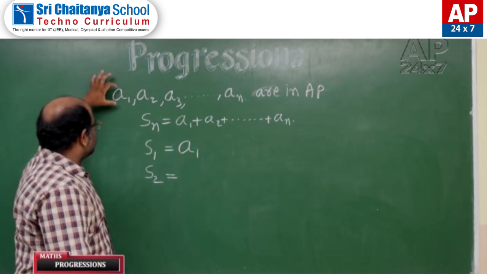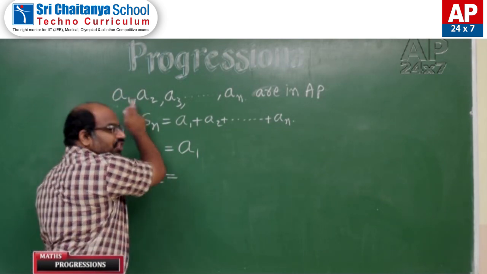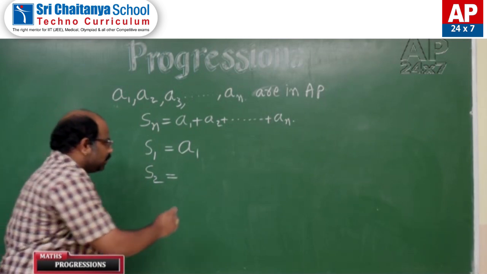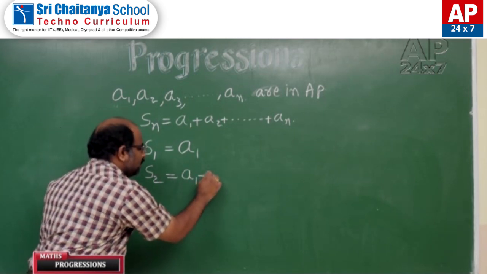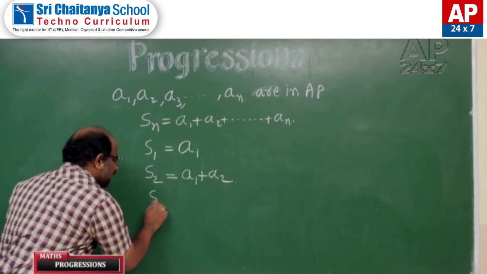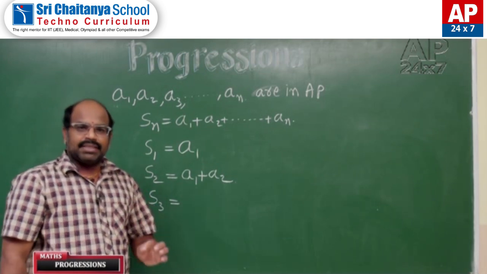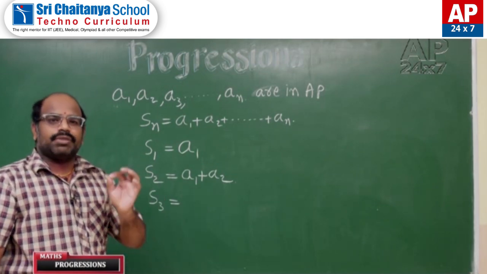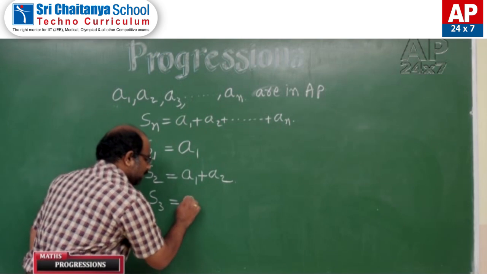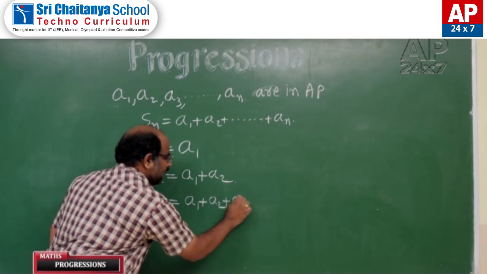What are the first two terms? A1 is the first term, A2 is the second term. So the sum of these two values is nothing but S2. That means it is A1 plus A2. Now, can you say what is S3? First tell me the meaning. Yes, the meaning is the sum of the first three terms of an AP. It's nothing but A1 plus A2 plus A3.